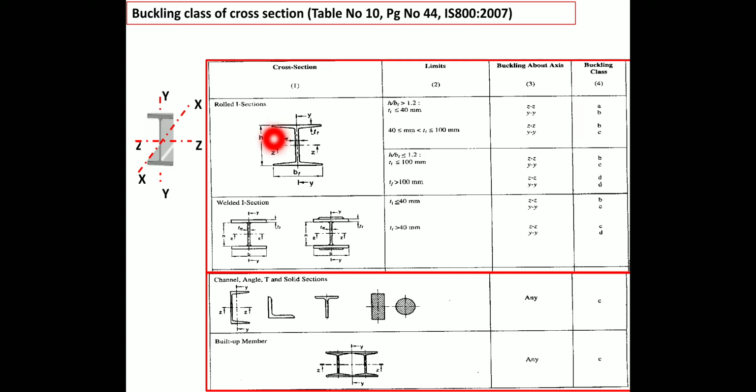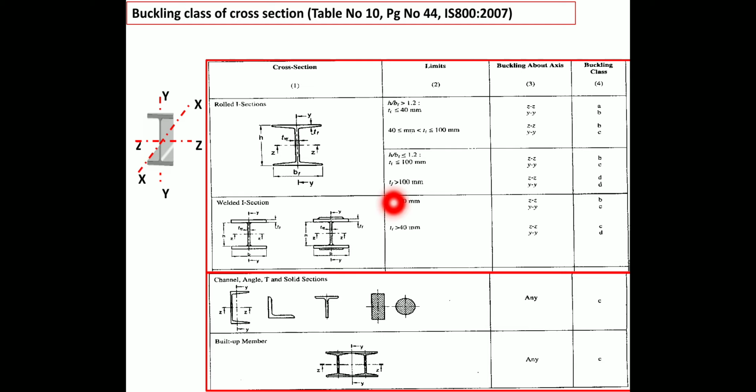Here, depending upon this rolled steel I section, we always consider the radius of gyration minimum, and buckling may take place about the y axis sometimes, so we always see buckling class B. Accordingly, the second limitation or criterion is if h by bf ratio is less than or equal to 1.2 and thickness of flange is less than or equal to 100 mm, then the axes are Z and Y and the buckling classes are B and C.